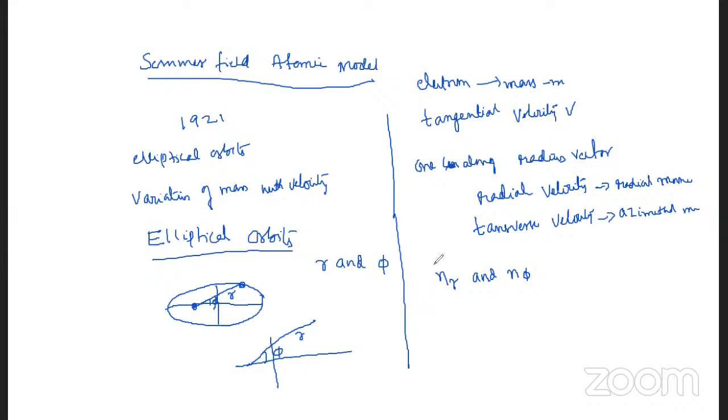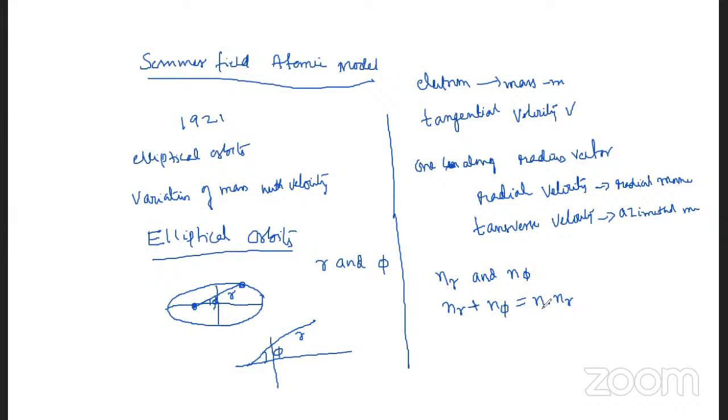Because they stand for a periodic system, we can write nr plus n phi equals n, where nr is known as the radial quantum number, n phi is the angular or azimuthal quantum number, and n is the principal quantum number. These are the two quantum numbers introduced by Sommerfeld.